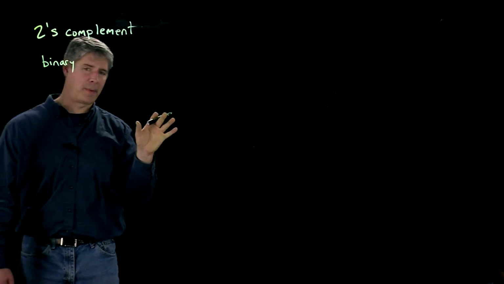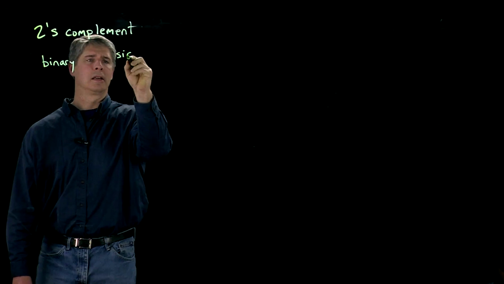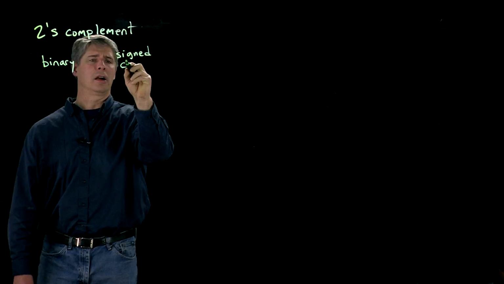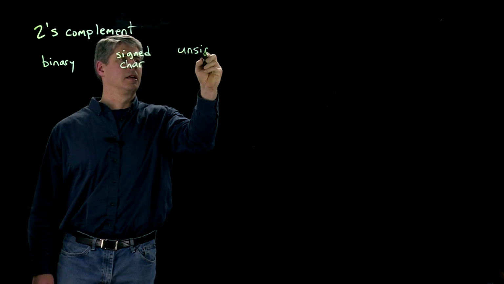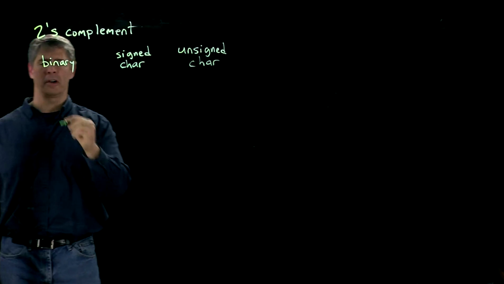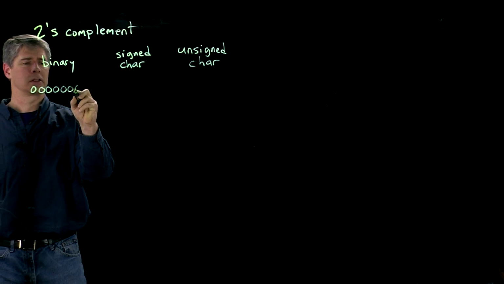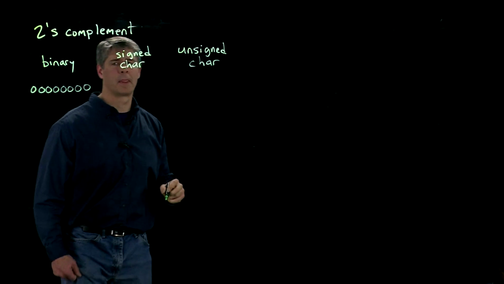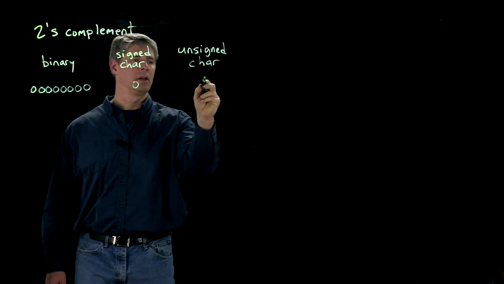We're going to count up a byte, and let's represent that as a signed char in base 10 and an unsigned char. So we start out with 0, 1, 2, 3, 4, 5, 6, 7, 8. And the value of that for a signed and an unsigned char is 0.